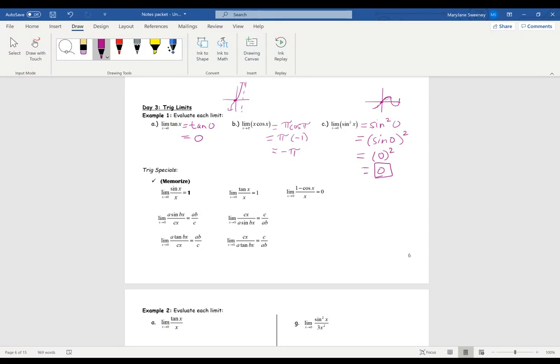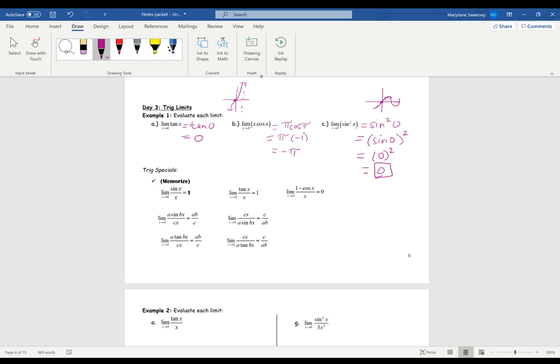Okay, some special trig formulas that we talked about last year, like kind of just memorizing them. The limit as x approaches 0 of sine x over x is 1. Same thing happens for tan. Tan x over x is 1. And that's because it really follows this a times b over c format. Same thing, so you would just do the a times the b over the c.